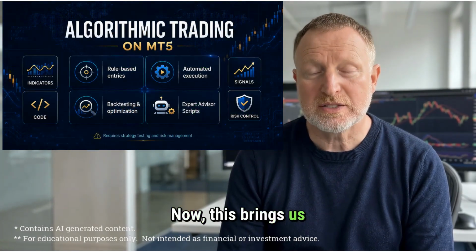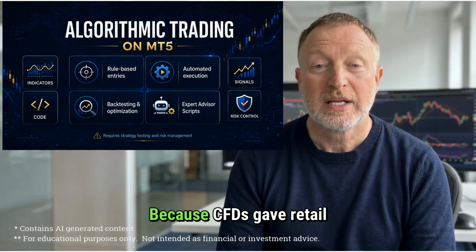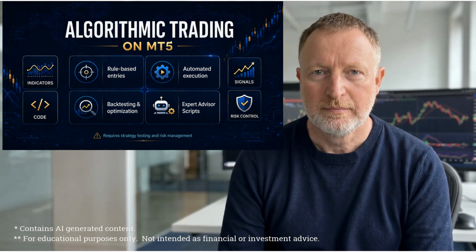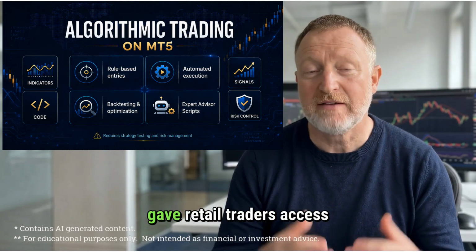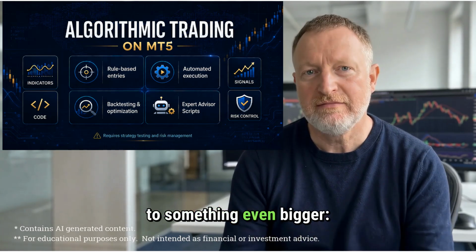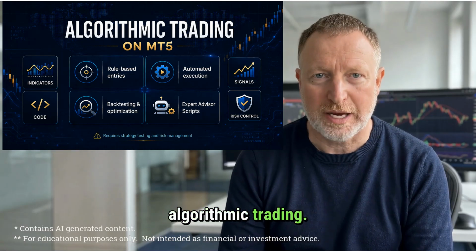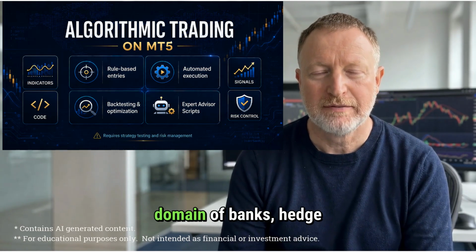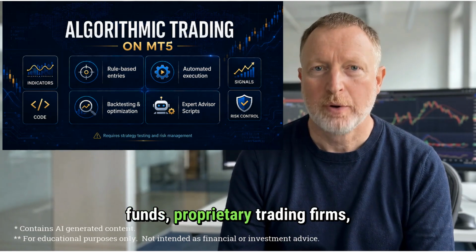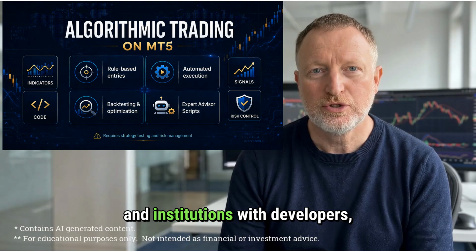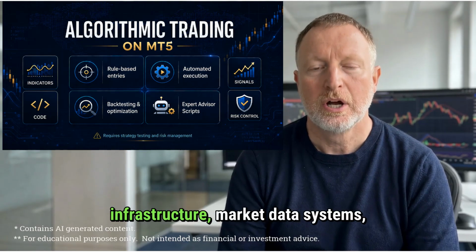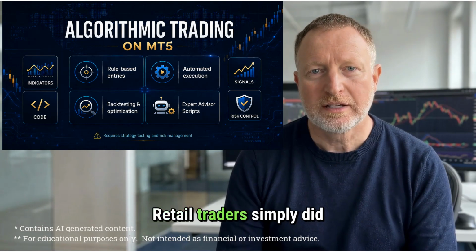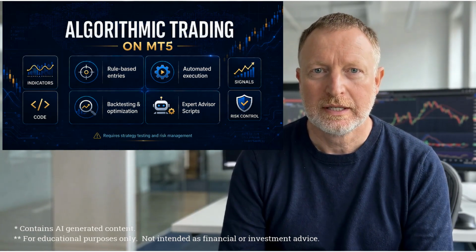Now, this brings us to MetaTrader 5. Because CFDs gave retail traders access to global markets, but platforms like MT5 gave retail traders access to something even bigger: algorithmic trading. Not long ago, automated trading was mostly the domain of banks, hedge funds, proprietary trading firms, and institutions with developers, infrastructure, market data systems, and execution technology. Retail traders simply did not have the same tools.